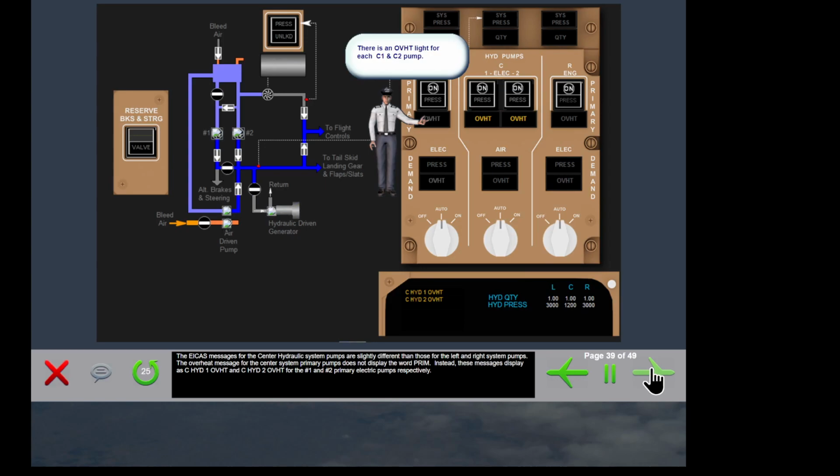The ICAS messages for the center hydraulic system pumps are slightly different than those for the left and right system pumps. The overheat message for the center system primary pumps does not display the word primary. Instead, these messages display as center hydraulic 1 overheat and center hydraulic 2 overheat for the number 1 and number 2 primary electric pumps respectively.